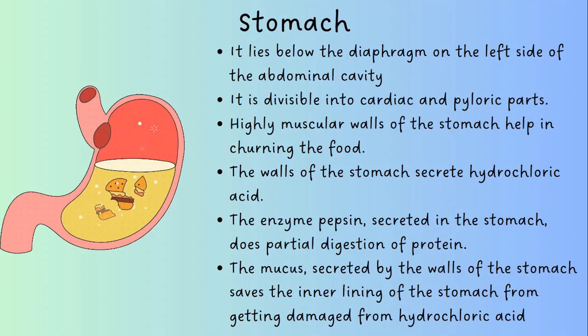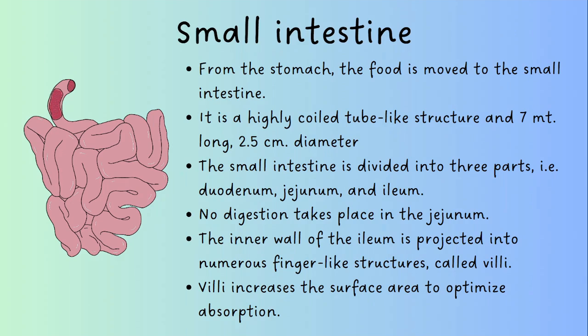The stomach wall secretes hydrochloric acid, and this hydrochloric acid kills the germs which may be present in the food. Moreover, it makes the medium inside the stomach acidic, and the acidic medium is necessary for the gastric enzymes to work. The enzyme pepsin secreted in the stomach does partial digestion of protein. The mucus secreted by the walls of the stomach saves the inner lining of the stomach from getting damaged by hydrochloric acid action.